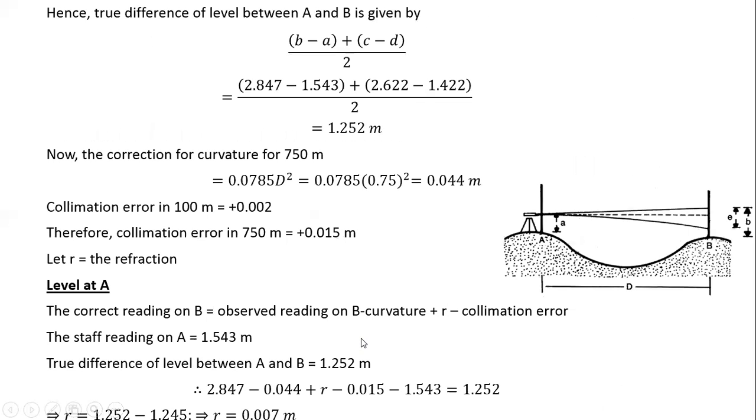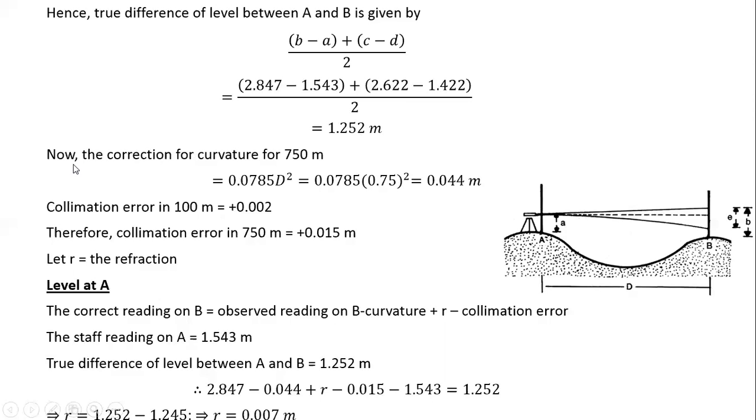Now here you have to find out the true difference of level between A and B. I already derived this formula. The true difference of level is given by 1 by 2 of the apparent differences in level from the two points, so this is (B minus A plus C minus D) by 2. These readings are known to us, so I just subtract them: B minus A plus C minus D, divided by 2. So I will get the true difference of level between A and B.